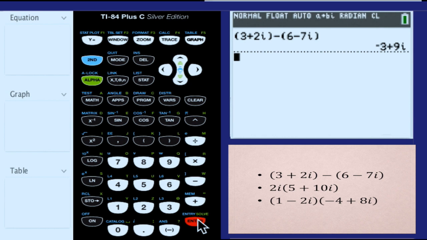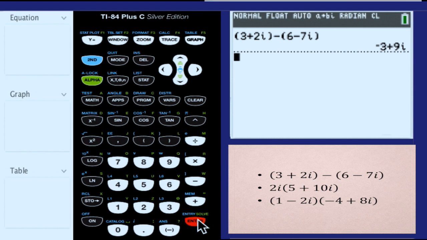And this is the correct answer because when you add or subtract complex numbers, you add the real portion of the number, so 3 minus 6 is negative 3, and you add the imaginary portion, which is 2 minus negative 7, which would be positive 9.